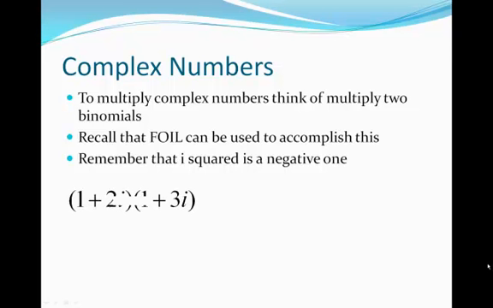So let's go ahead and give this a try. Here I have 1 plus 2i, and I'm multiplying it by 1 plus 3i. I'm going to take my first terms, the 1 and 1, and multiply them together. Then I'll do the outside, 1 times 3i. Then I'll do the inside, 2i times 1, which gives me a 2i. And then I'll finally take care of the last terms, 2i multiplied by 3i, and that will give me a 6i squared.